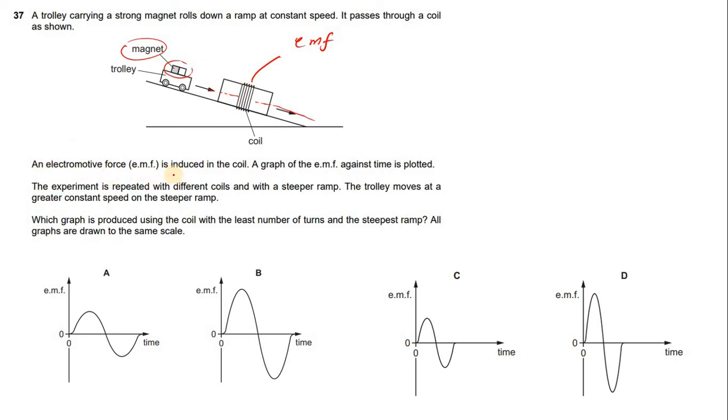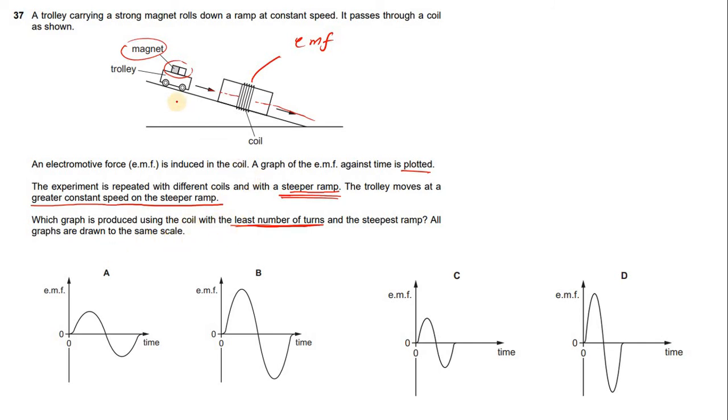Now an electromotive force EMF is induced in the coil. A graph of EMF against time is plotted. The experiment is repeated with different coils and with a steeper ramp. That means the trolley will be moving faster. The trolley moves at a greater constant speed on the steeper ramp. Which graph is produced using the coil with the least number of turns and the steepest ramp? All the graphs are drawn at the same scale.